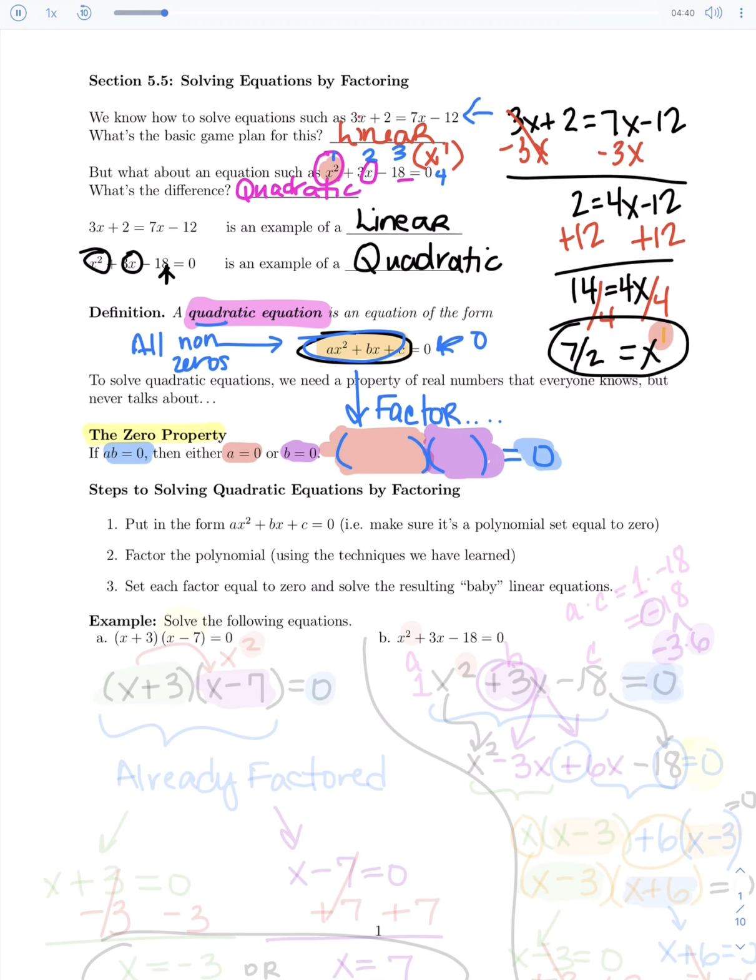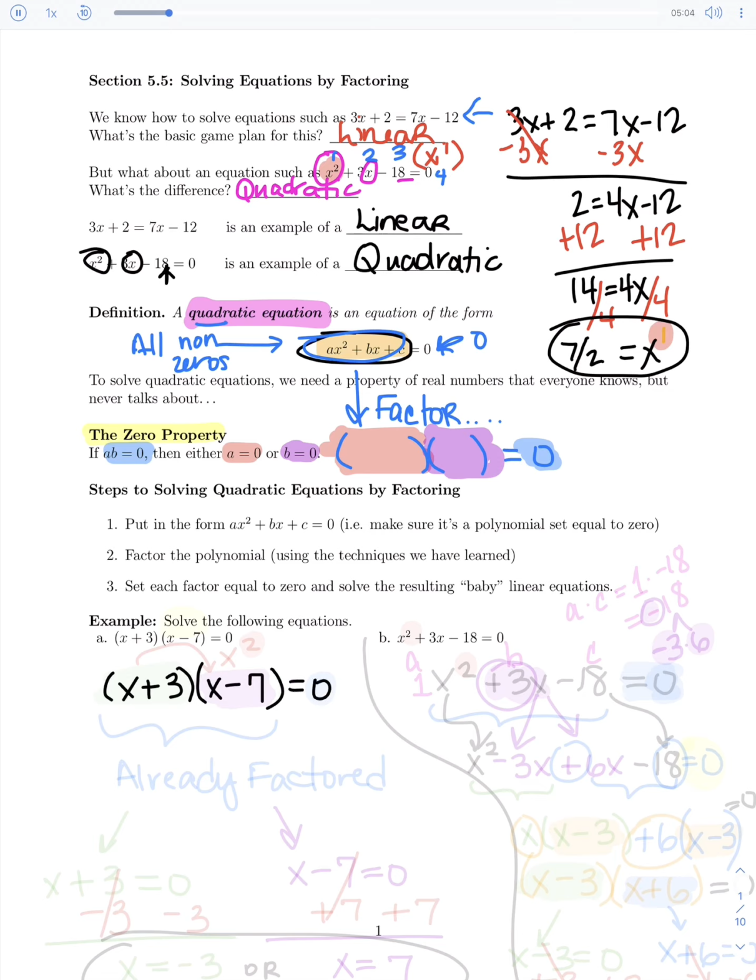So the thought is by breaking these quadratic equations down into factors and just dealing with the factors, it will make our problems a whole lot easier to deal with. So let's take a look at this first example, example A. In problem A, we've got x plus 3 times x minus 7 equals 0.